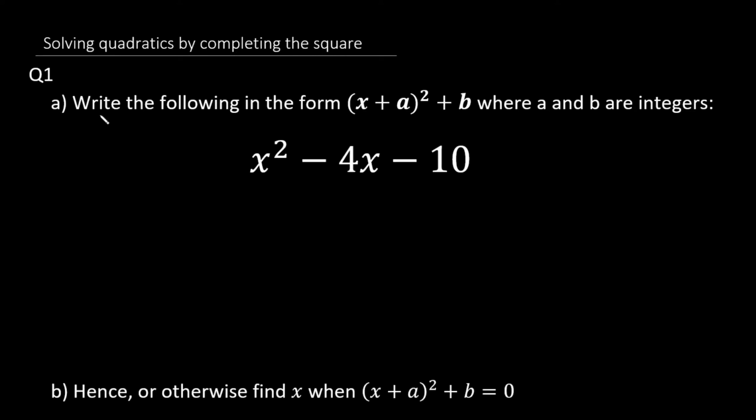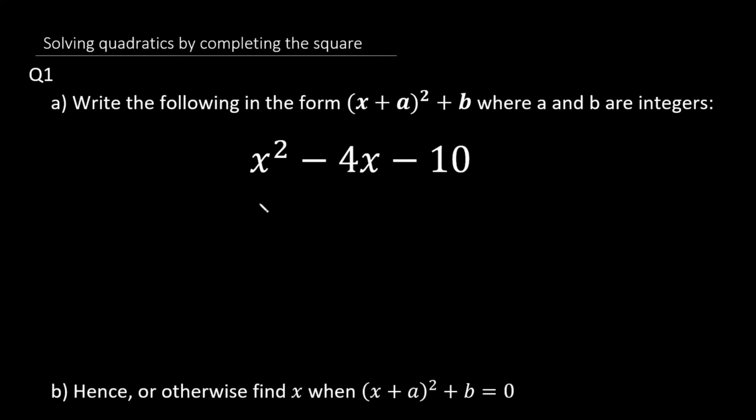So here we have a question. Write the following in the form x plus a squared plus b, where a and b are integers. Now, if you don't know, this is how you'd write a quadratic after you've completed the square. So it's going to be x plus a squared plus b.